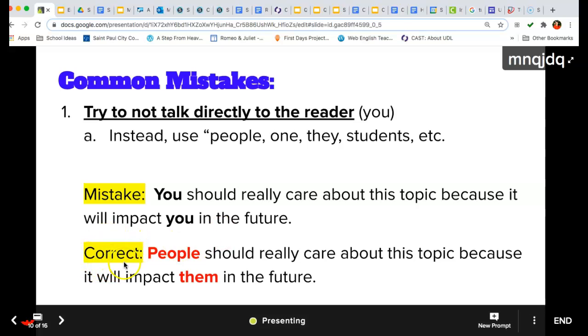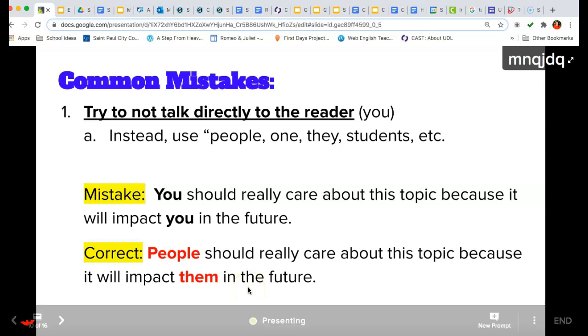So the correct way to do it is to change those you pronouns for a different pronoun. So you could say instead, people should really care about this topic because it will impact them in the future. So again, it's a little bit more distant, so you're not talking directly to the reader and it feels more formal.